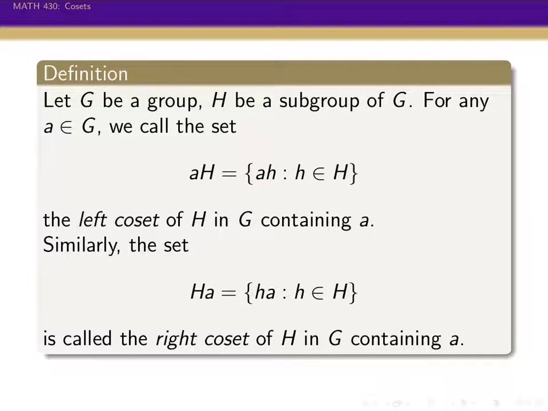There's nothing special about multiplying A on the left. We can also multiply A on the right. And so we get what can be a different coset if this is a non-abelian group. Call it HA. This is all the elements, any element of H on the left and A on the right. This is called a right coset of H. In fact, it's called the right coset of H in G containing A.